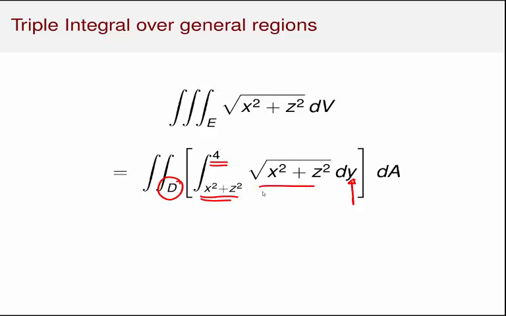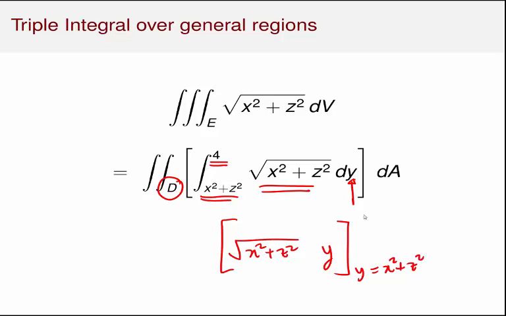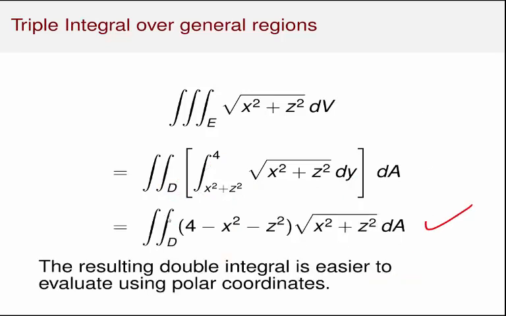Anyway, the integrand is constant as far as the most inner integral with respect to y is concerned. So by the fundamental theorem of calculus, the antiderivative is the square root of x squared plus z squared times y. And now evaluate this antiderivative at the endpoints. We are going to get the following function in terms of x and z. So we arrive at the following double integral of some function in terms of x and z over the projection D. And next we're going to convert this double integral into polar coordinates.